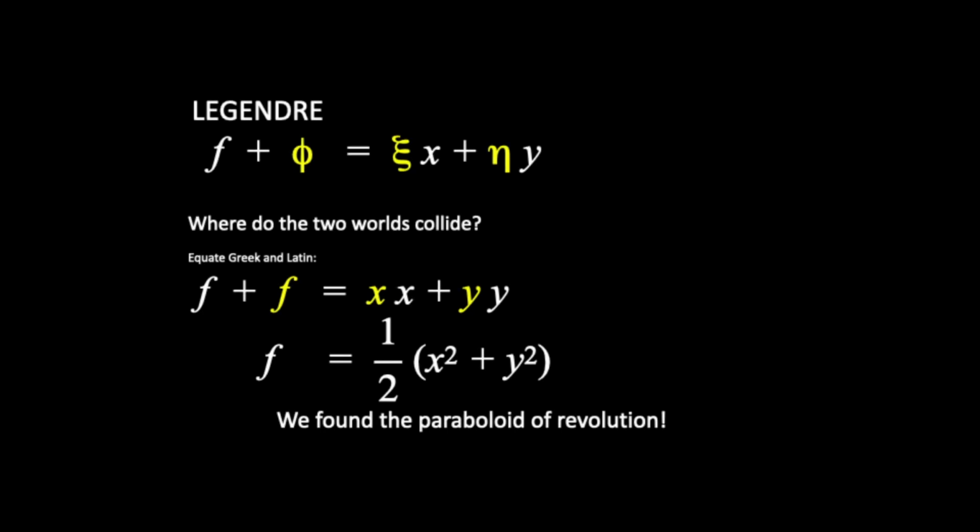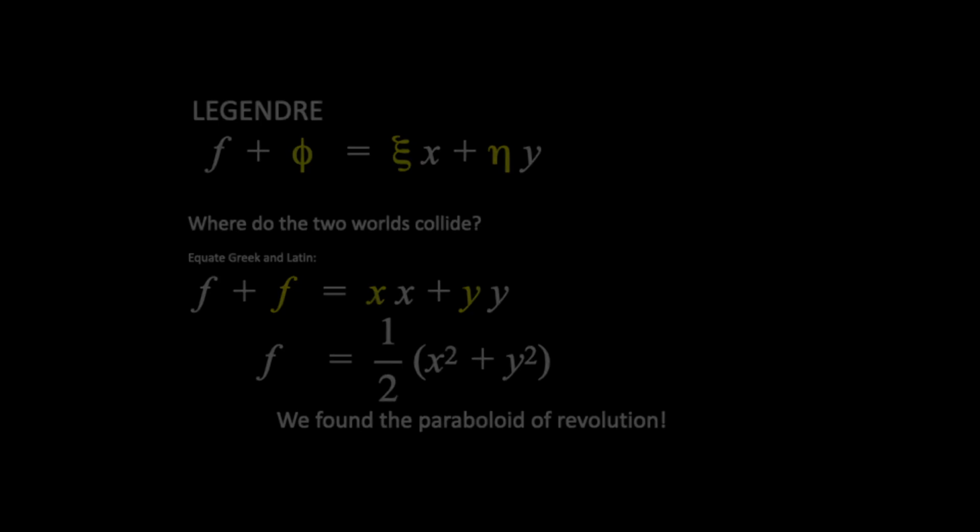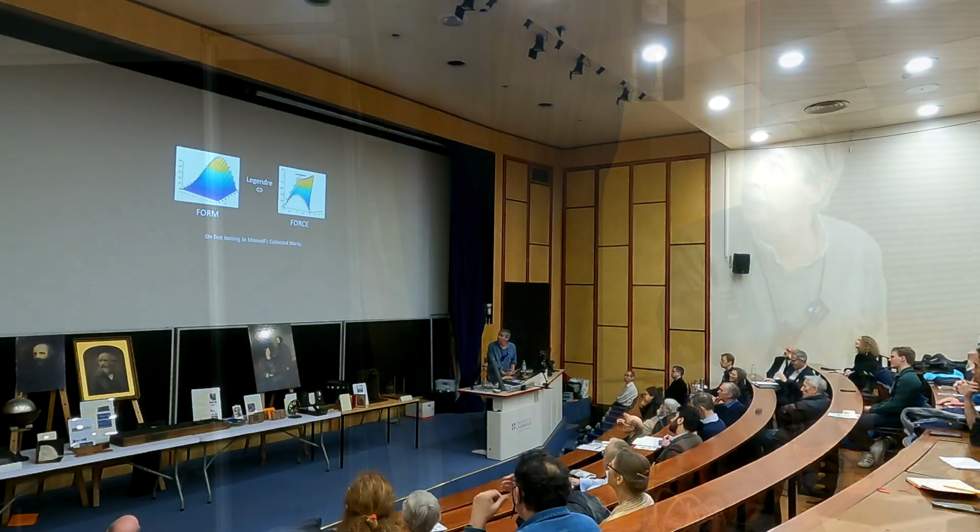So where did Legendre come in? Where did the paraboloidal revolution come in? Well, let's just say, where do these two worlds collide, these two sort of strange worlds? Well, let's just make the Roman equal to the Greek, and out pops the paraboloid. This paraboloid is the thing, it's the invariant set of your Legendre transform.